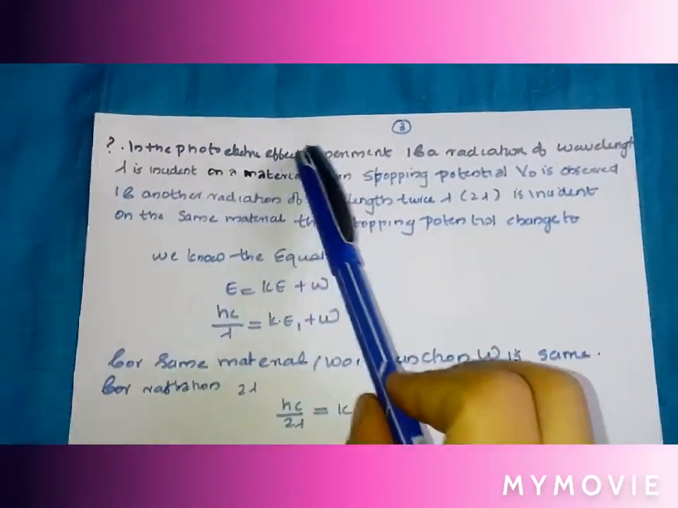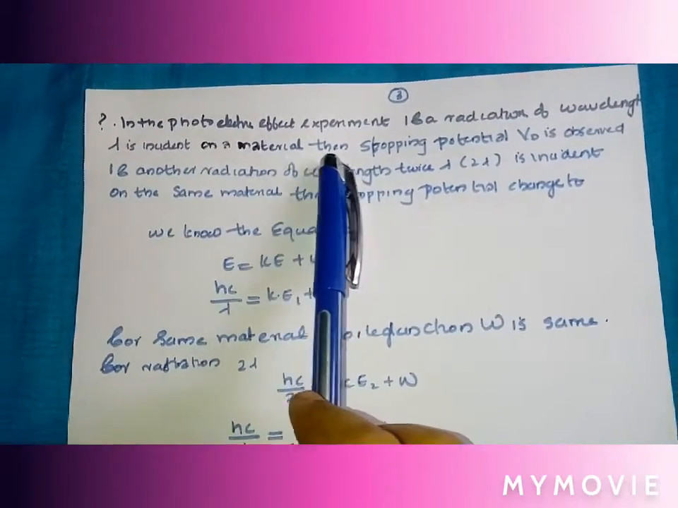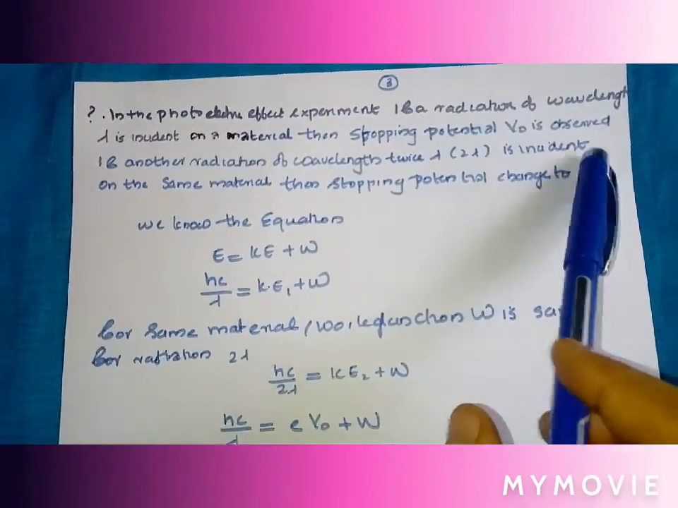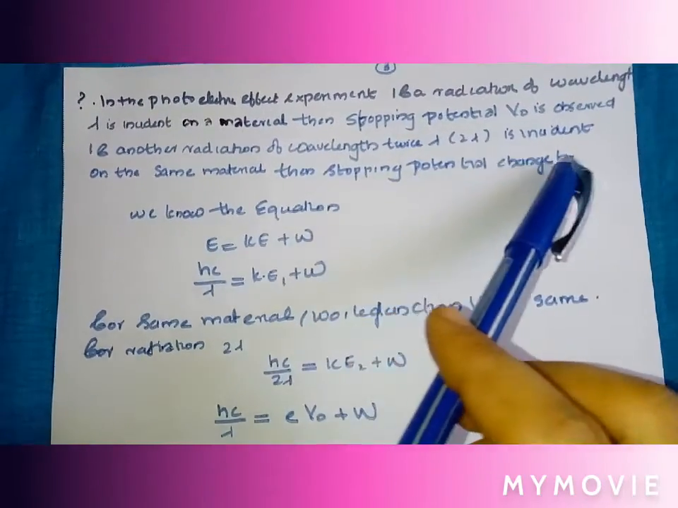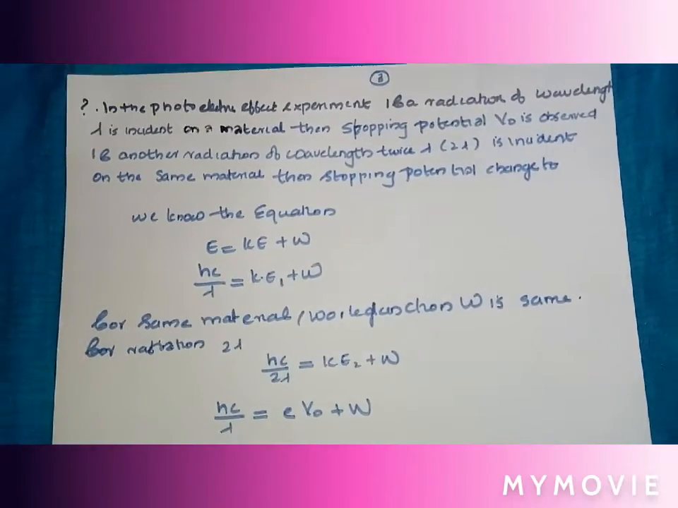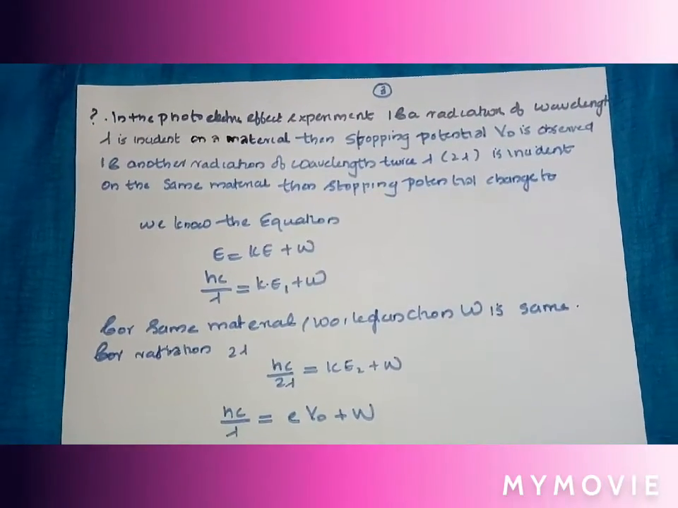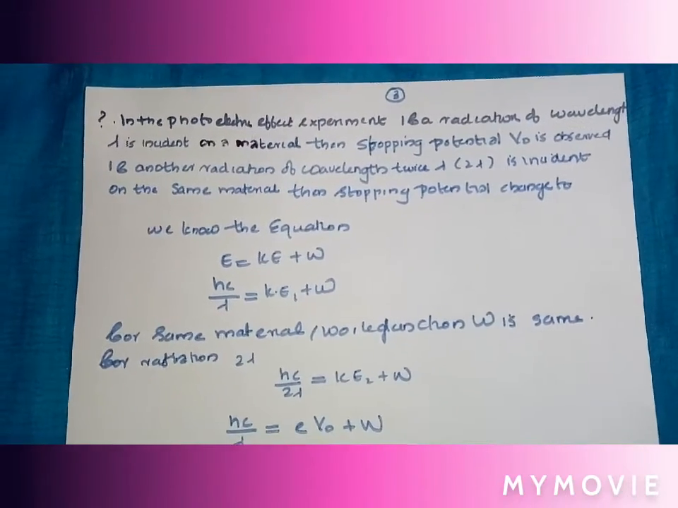Next question, in the photoelectric effect experiment, if a radiation of wavelength lambda is incident on a material, then stopping potential V0 is observed. If another radiation of wavelength twice lambda is incident on the same material, then the stopping potential changes too. What is the change in stopping potential when the radiation wavelength changes from lambda to 2 lambda?